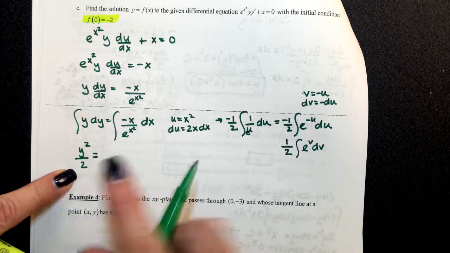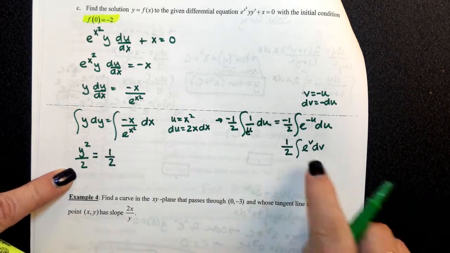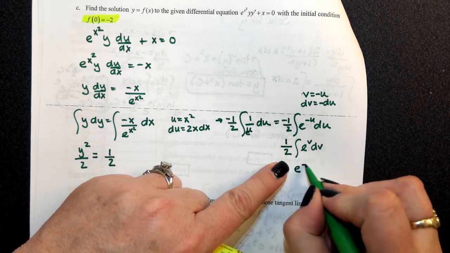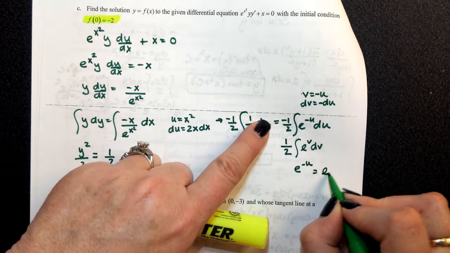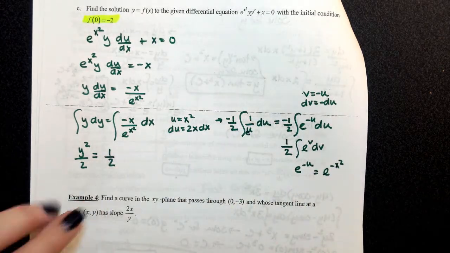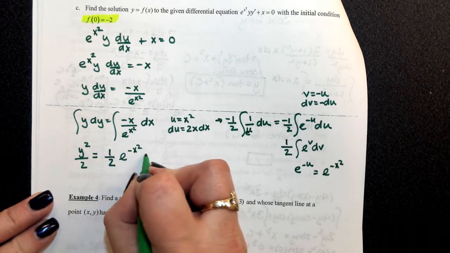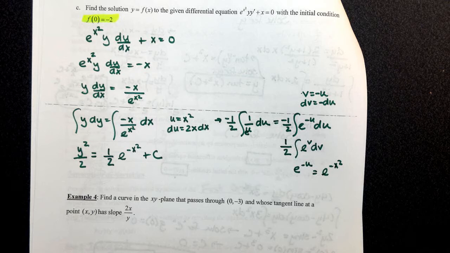So now remember, I have y squared is equal to 1/2 times, remember, e to the v is e to the negative u. And that u, remember, I let be equal to x squared, so that's e to the negative x squared. So it's going to be 1/2 e to the negative x squared plus c. Yeah, it definitely would have been easier had I done this at the beginning back here, had I just integrated that e to the negative x squared times negative x dx. You could have done it that way, and that way you could avoid that double substitution there. All right? Sometimes hindsight's a wonderful thing.